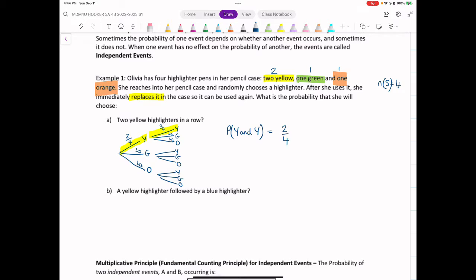And what we do is we multiply, right? And I want you to associate and with multiply. So we multiply that to 2/4, which is simply a half times half, which is 1/4, or 0.25 or a 25% chance.